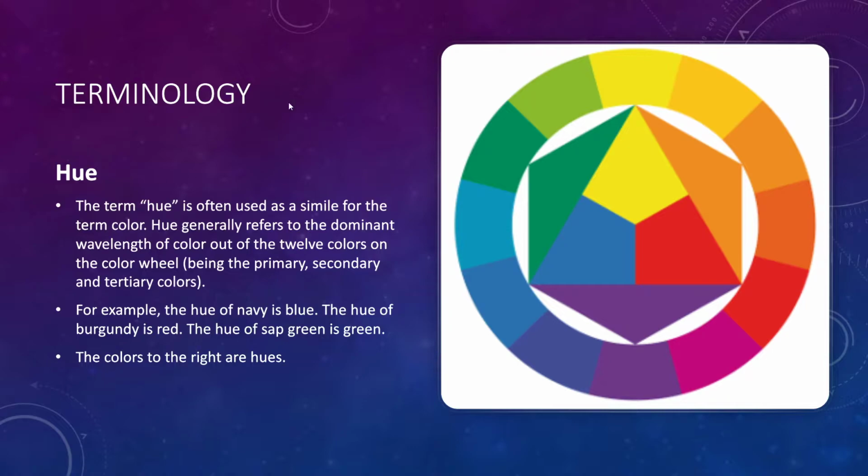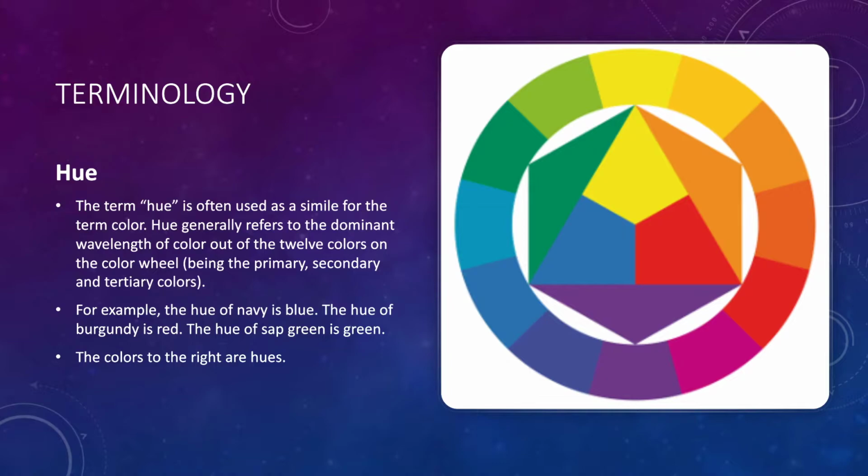So terminology. Hue, apart from being a dad name, is often used as a simile for the term colour. Hue generally refers to the dominant wavelength of colour. So all colours have a wavelength. This is a little bit of science. All colours have a wavelength, from red being the lowest all the way up to violet, which is why lasers use red on the short end, and they go all the way up to Blu-rays, which is literally a blue ray of light, a violet colour. So all colours have a different wavelength.